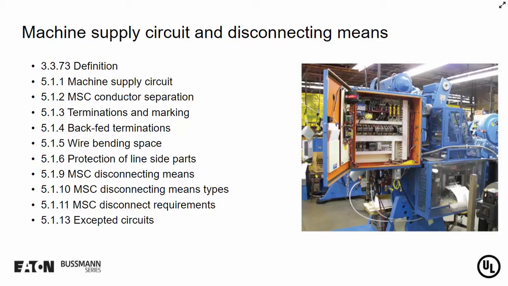So let's just take a look at what we're going to cover in part 1 of this webinar. We see in this slide all of the sections that we're going to address. First, we'll talk about a definition back in Chapter 3, which is very important, and how it relates to Chapter 5. Those of you that are familiar with the standard recognize that all of the definitions are in Chapter 3. And then we'll go through each of these sections you see in the slide, starting with the machine supply circuit, working through things like terminations and marking, backfed terminations, wire bending, and then we'll get finally into accepted circuits, and we'll talk about what those are and how to deal with those with regards to electrical shock hazards.